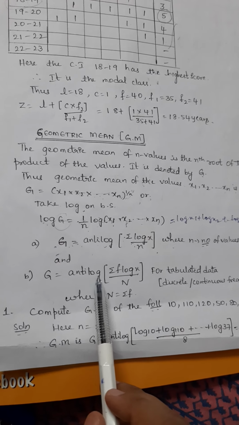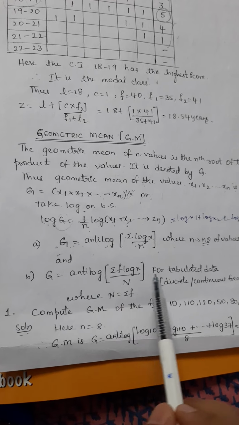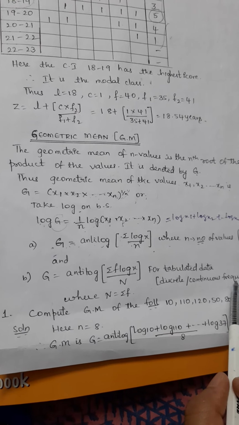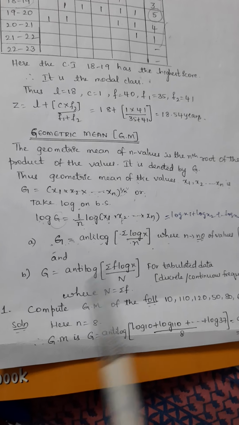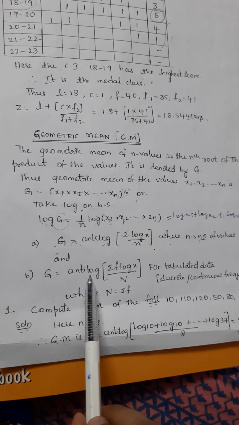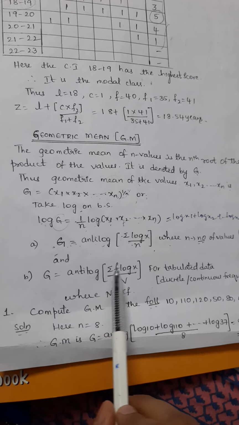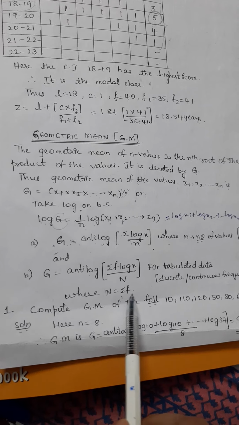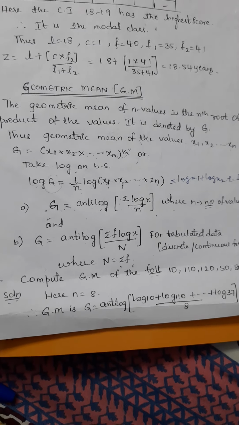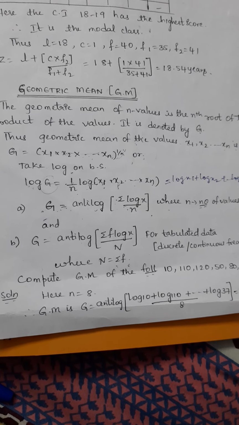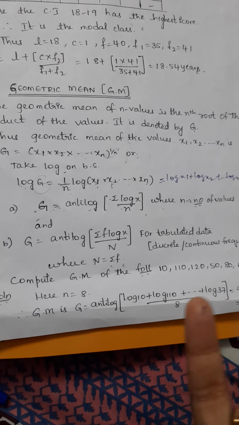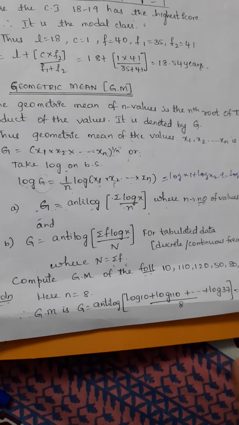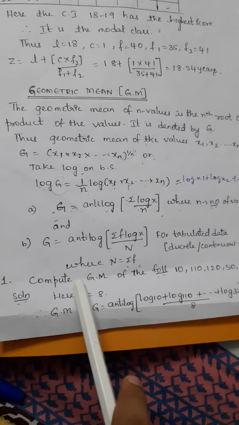And similarly for grouped data, where the discrete values along with frequency distribution values are given, G is equal to anti-log of summation of f into log x divided by n, where this n represents again summation of f. Geometric series can be discussed in three cases. One is for individual cases, second one is for discrete series problem, and the third one is for continuous series problem. Let us take up the first example.